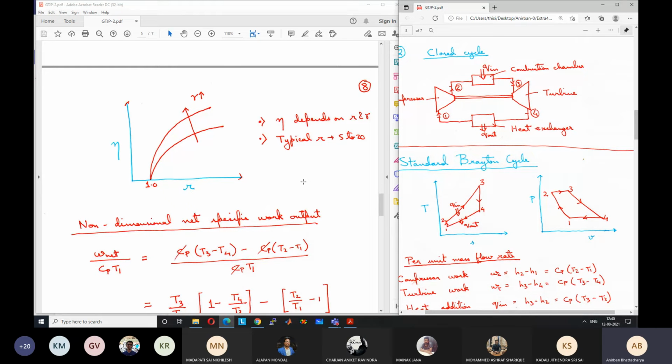So efficiency, we know higher efficiency means we need less fuel, and less fuel always means less operating cost. So for the same work output, for higher efficiency, we will need less amount of fuel. But what is the importance of specific work output? What will be the advantage of having larger specific work output?